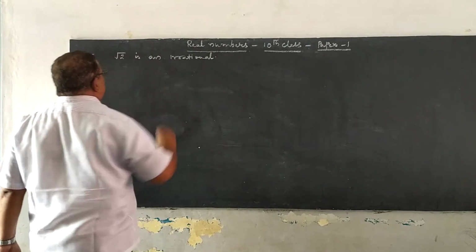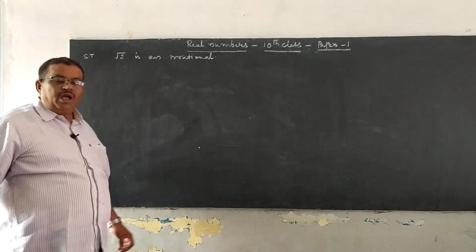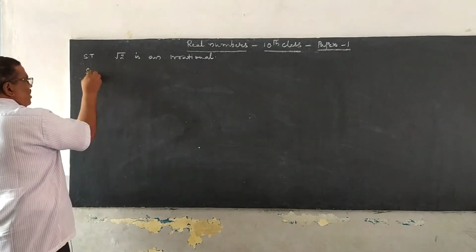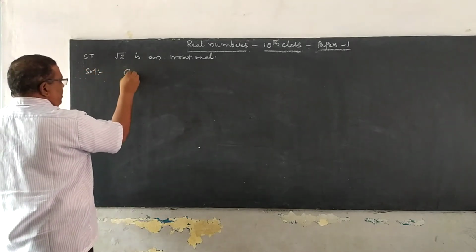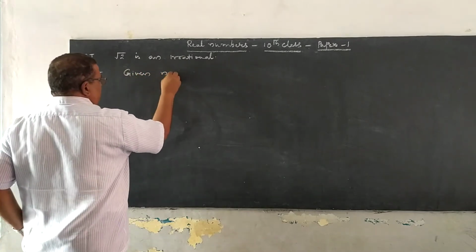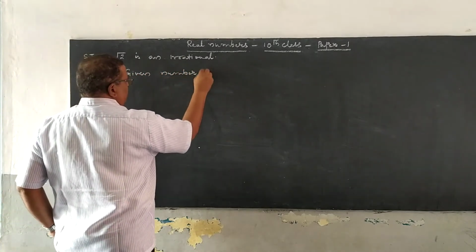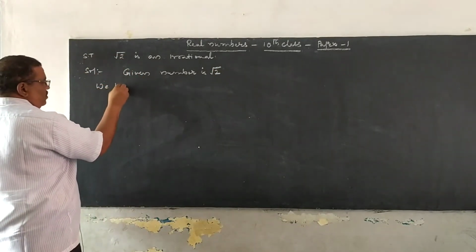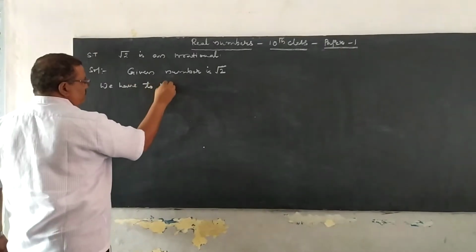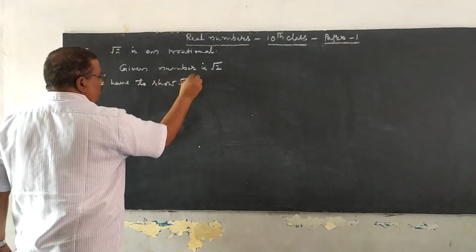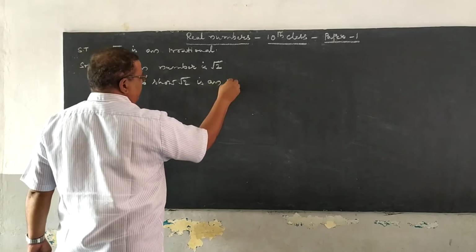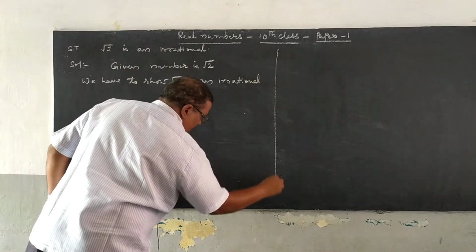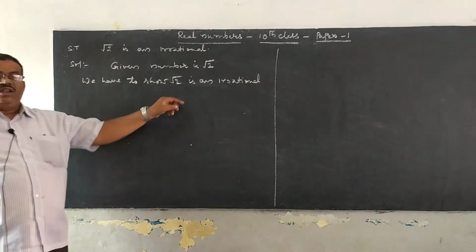Show that root 2 is an irrational number. How do we have to prove this? Solution: the given number is root 2. We have to show that root 2 is an irrational number.